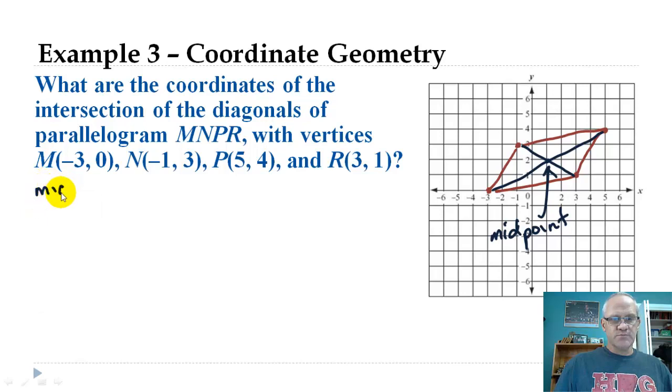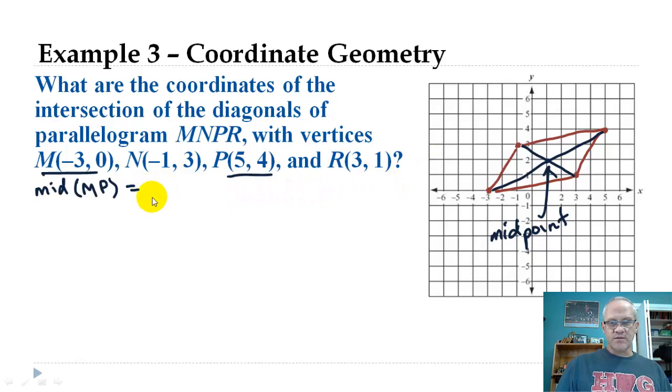So the midpoint formula. Actually, here's what we have to do: figure out what points to do the midpoint from. So we're going to do a midpoint from negative 3, 0 and 5, 4. First of all, a midpoint between those two. So we're going to do the midpoint of M and P.